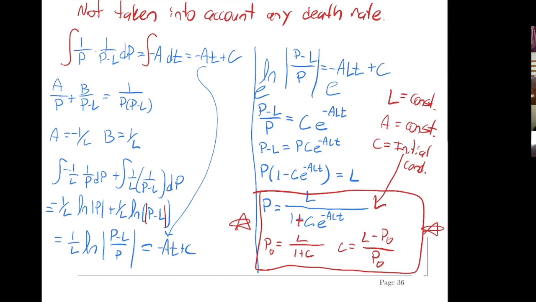So when you're solving these logistic models, I would recommend that you're familiar with where this formula comes from, but you're welcome to use this shortcut for expressing the solution. You don't have to go through the partial fraction decomposition every single time.